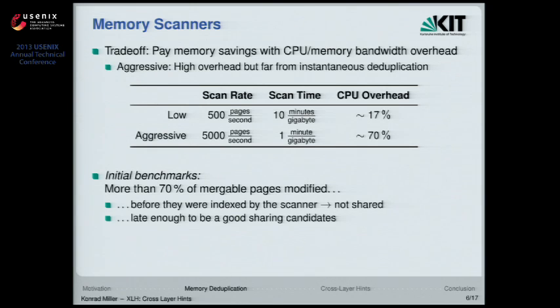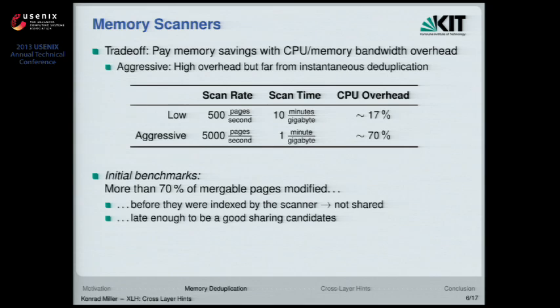And please keep in mind that even if you run this at a very aggressive scan rate, you still cannot reach instantaneous deduplication as you would in the para-virtualized solutions. And to give you an idea of the overhead, I'll show you two settings that we used in our benchmarks. We actually have used 3, but those are the 2 upper and lower ones. And as you can see, in an aggressive scan rate that scans about 5,000 pages in a second, you still need about 1 minute to scan a gigabyte of memory, although you need 70% of a single i7 core to scan.